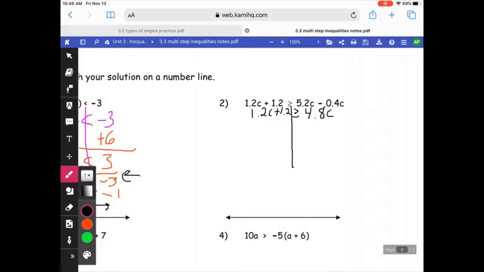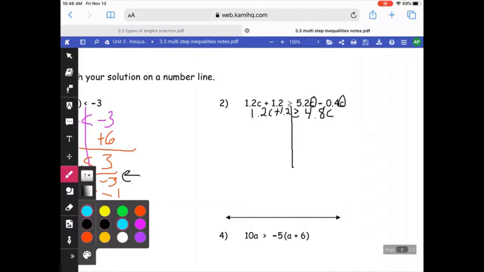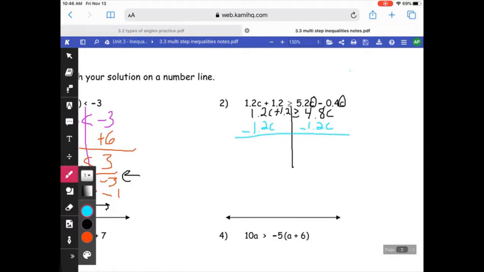Okay, the reason I'm combining these is because they both have a c. They're like terms. Okay? Now, be careful. This looks like a two-step inequality, but we have a c here. So we're not going to subtract 1.2. We're going to subtract 1.2c on both sides. Okay, on the left, my 1.2c's are going to cancel. We're going to be left with 1.2 is greater than or equal to 4.8 minus 1.2, which gives us 3.6c.